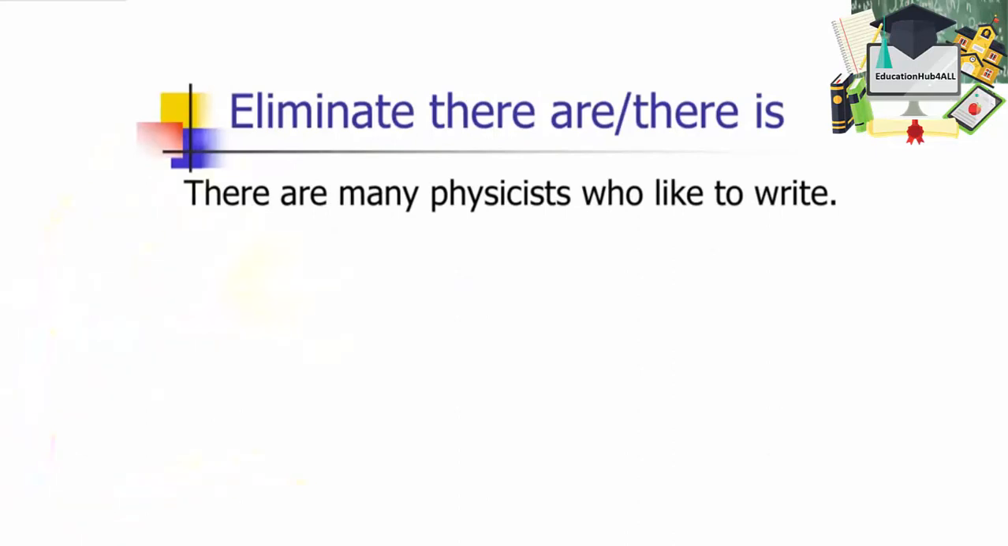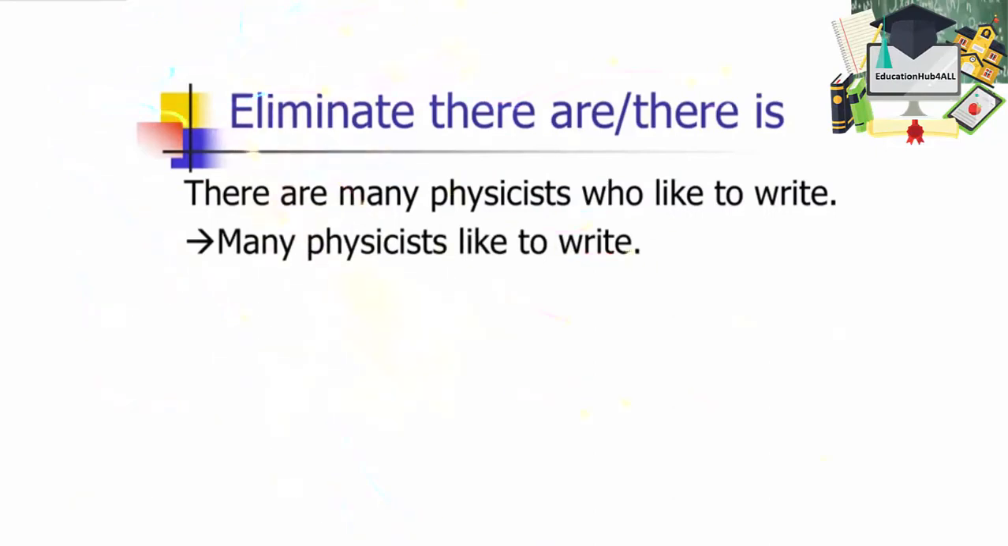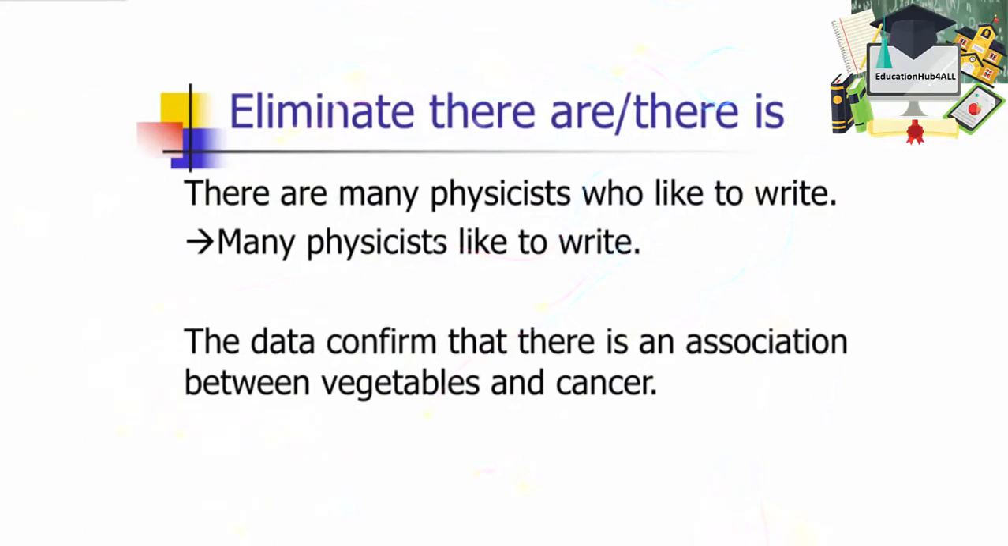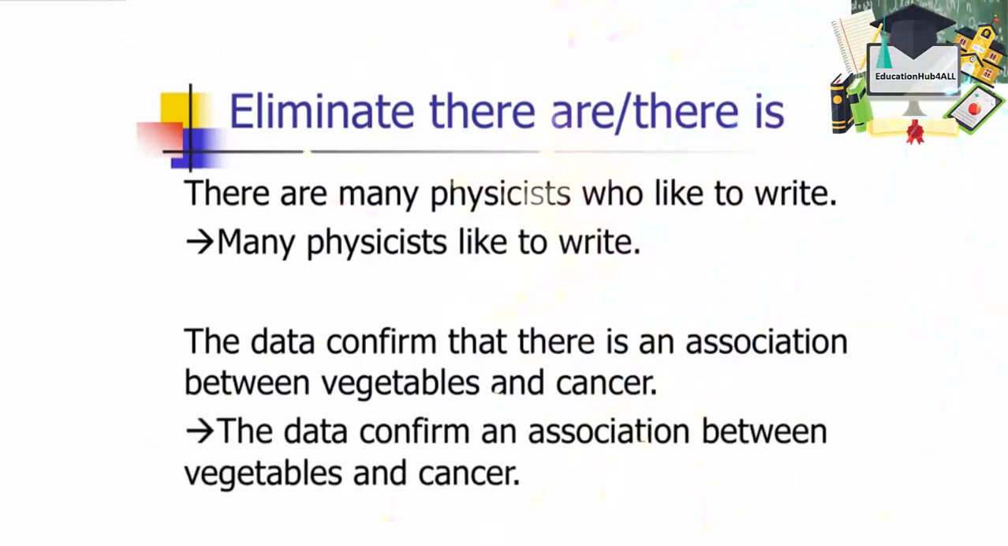Or try, there are many physicists who like to write. You can just cut the there are completely without rearranging the sentence at all. Instead of saying there are many physicists who like to write, just say many physicists like to write. The there are was completely unnecessary. Or the data confirm that there is an association between vegetables and cancer. You can change that to the data confirm an association between vegetables and cancer.